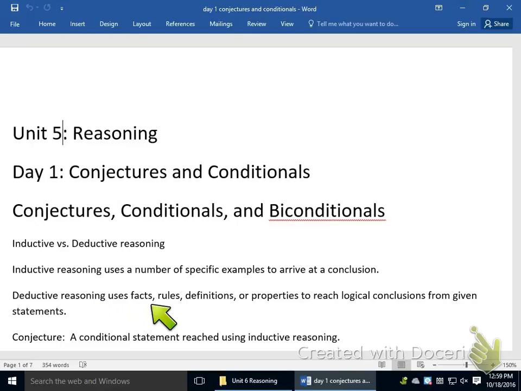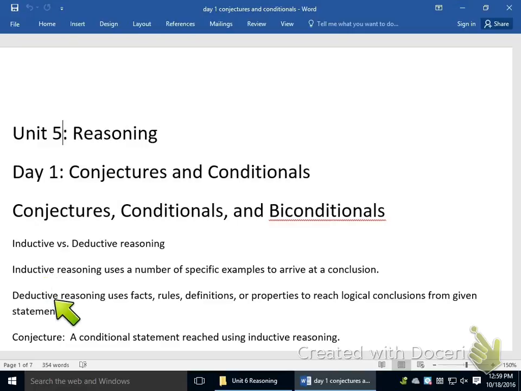Deductive reasoning uses facts, rules, definitions, or properties to reach logical conclusions from given statements. We follow the law because we're told to. All right, so deductive reasoning would be an example of that. It's situations where we're told what's right or wrong, not that we learn what's right or wrong through experience, even though that can happen. So deductive reasoning is you're given a set of rules and you follow those rules. And like I said, training an animal, that doesn't really make sense to them. So they have to use inductive reasoning.